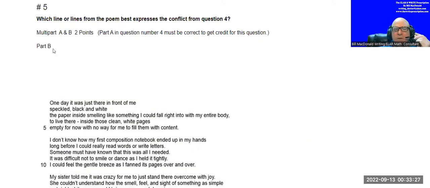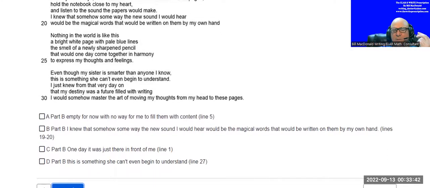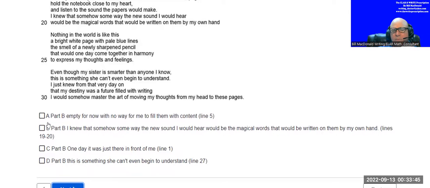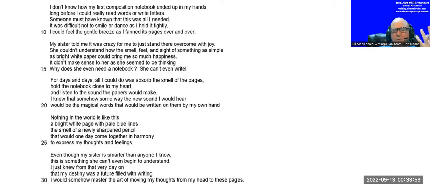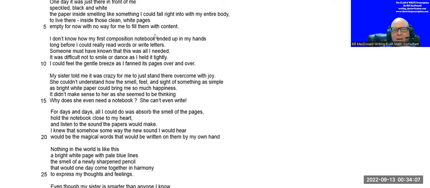So part two, prove it. Which line or lines from the poem best expresses the conflict about not being able to read? Best expresses. So the one I showed you was not the one that was going to be used. Part B, it was empty for now with no way for me to fill them with content. If I have this item and I have no way to use it, what line did that say? Line 5, empty with no way to fill it. Instead of using the line 7 that you might assume, you could use a different line.